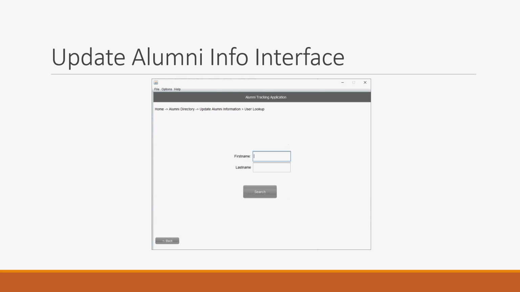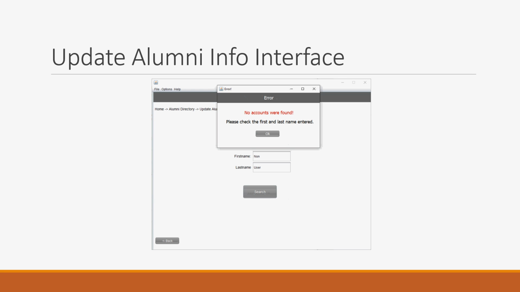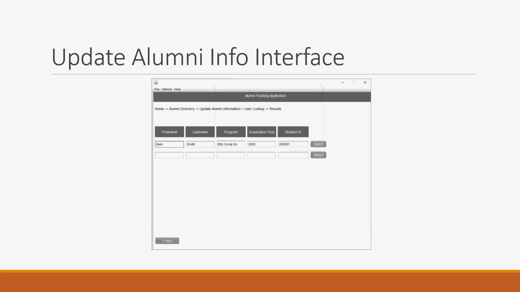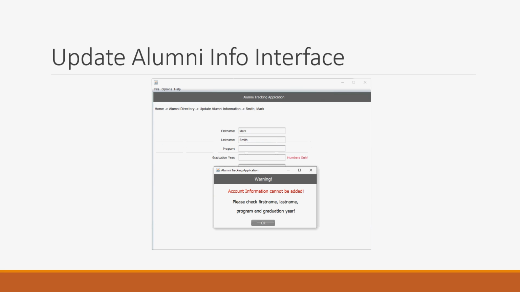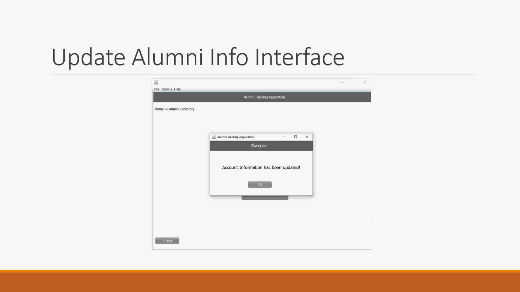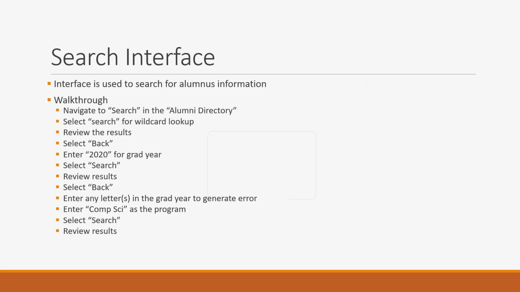So here are the screenshots that go through that again. This is the error message that's seen when there's no user. This is what you'll see if the user is found, and then you can go from there. And this is the message you get when the user's been updated.